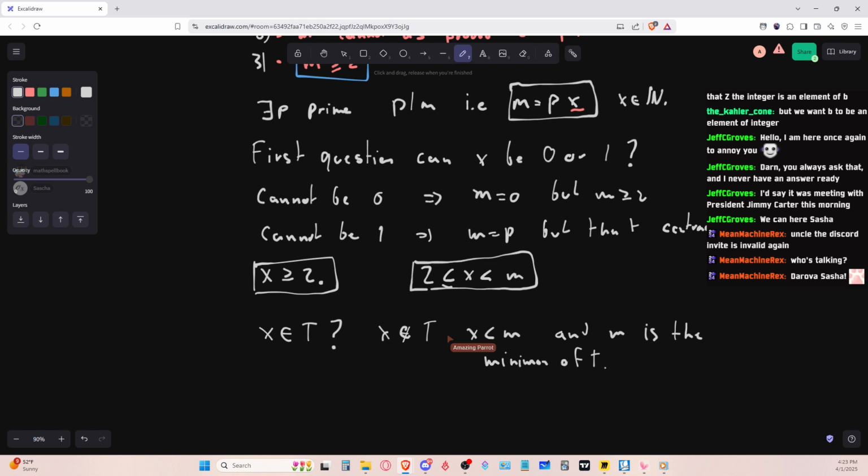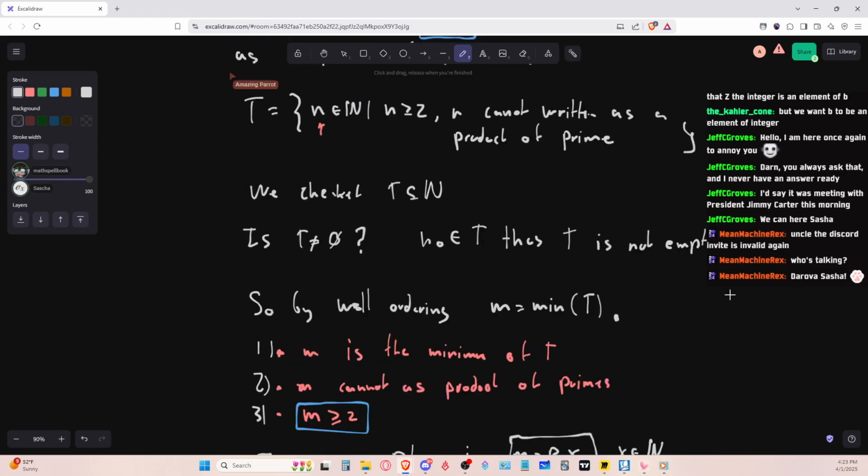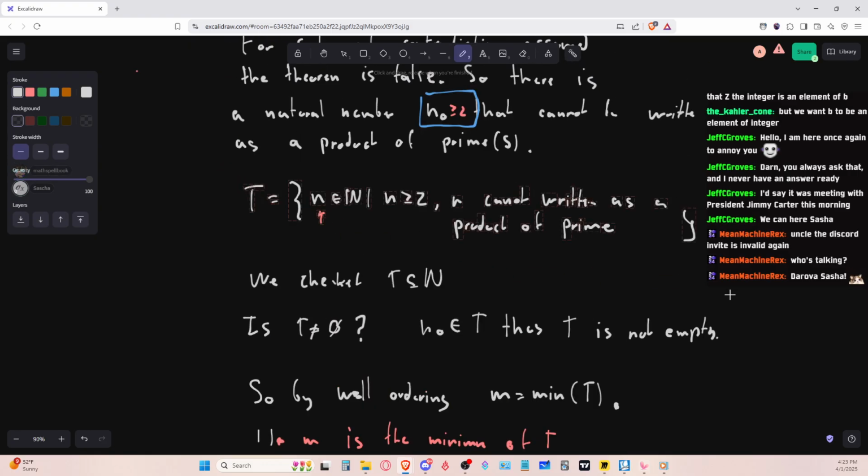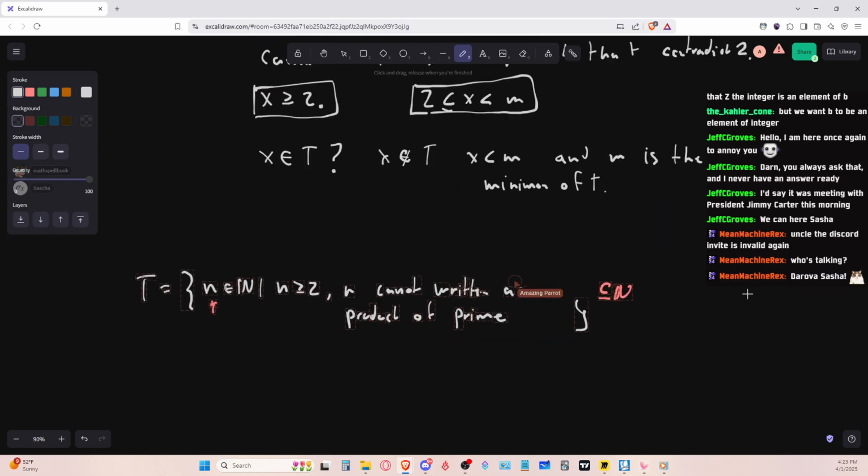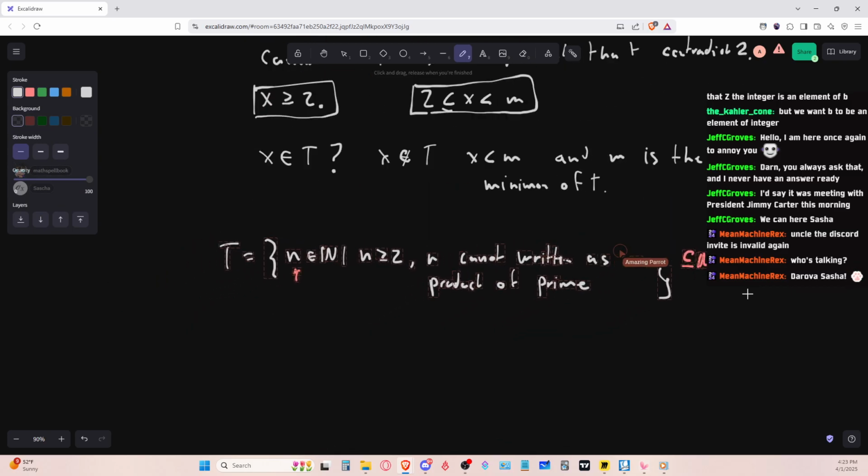Okay, so now we just have to understand what it means for x not to be in T. So maybe I can just copy. Can I copy this on the stuff? Maybe I can use the arrow or something. Okay, let me use the... Yeah, I think you can do that. Okay. Oh yeah, it works. Okay, there we go.